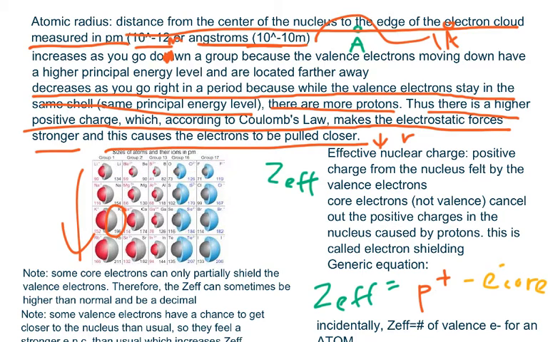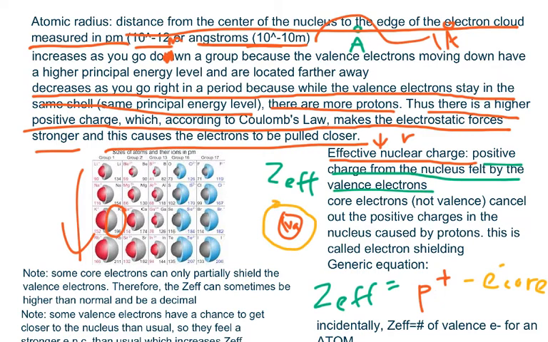So this idea is highly related to an idea called effective nuclear charge. Effective nuclear charge is written as Z with a subscript of EFF. Effective nuclear charge is the positive charge from the nucleus felt by the valence electrons. So let me just draw the diagram for sodium. So this is sodium, and let me draw the electrons around it.